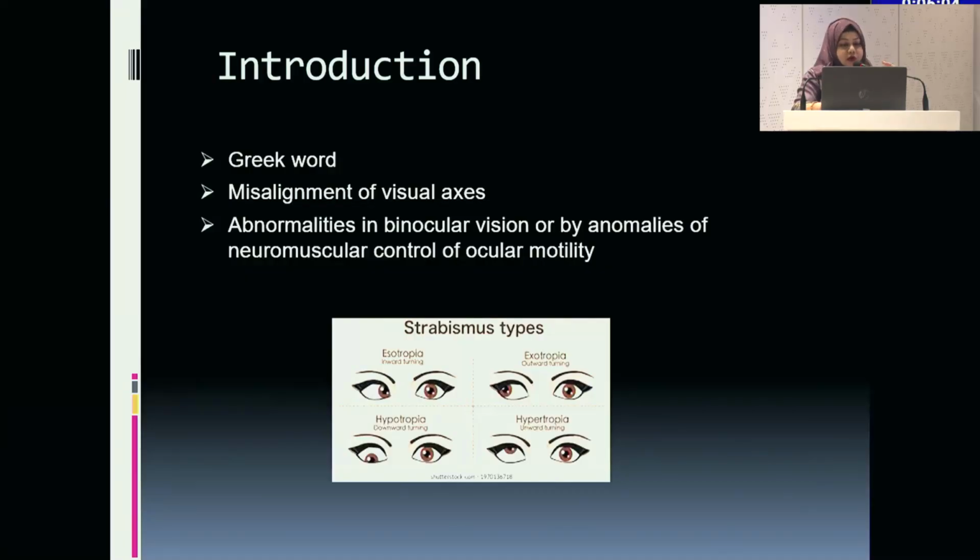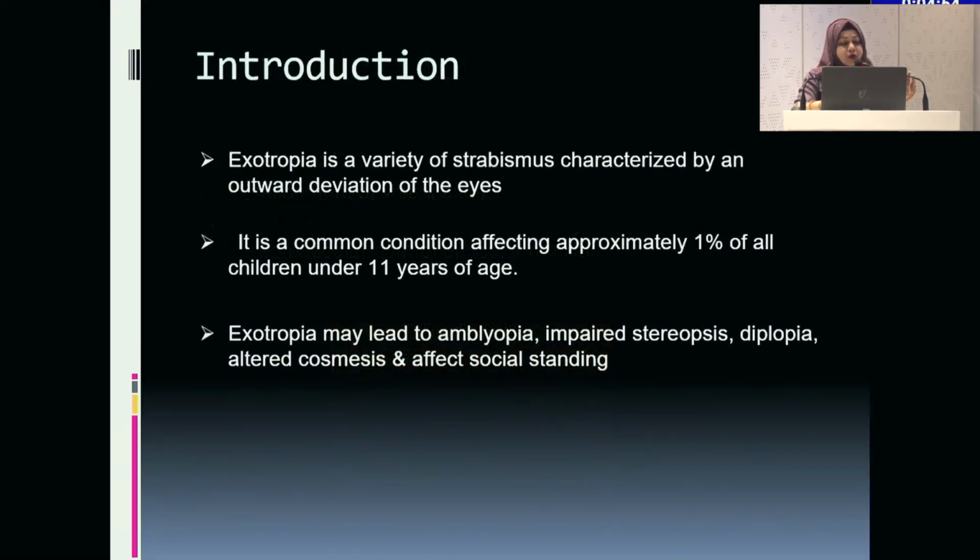Strabismus is a Greek word which means misalignment of the visual axis. It occurs due to abnormalities in binocular vision or anomalies of neuromuscular control of ocular motility. Exotropia is a variety of strabismus characterized by an outward deviation of the eyeball. It is a common condition affecting approximately 1% of all children under 11 years of age.